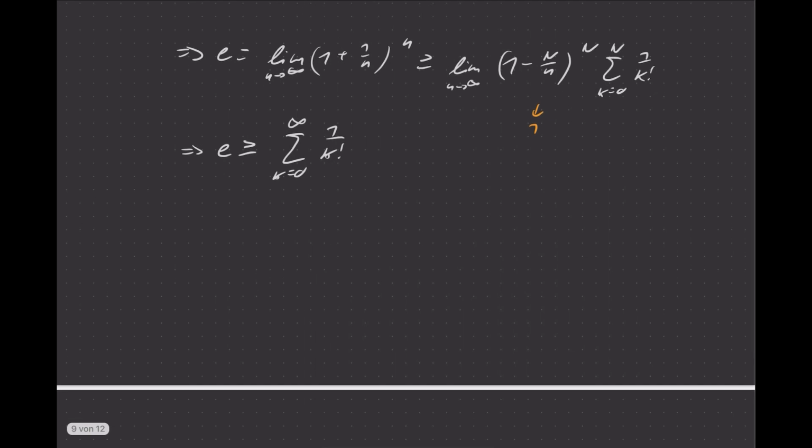So finally, we did it. By the sandwich theorem, we have shown that the series 1 over k factorial, k from 0 to infinity, is indeed equal to E by the sandwich theorem. So this concludes the last example for a series.